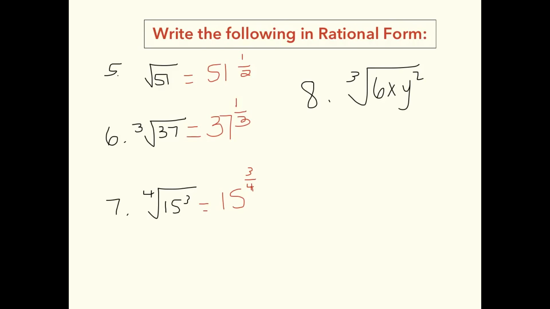And then the last one, we've got some variables in here, but we're still going to do it the same way. We're just going to take each one piece by piece. And we have 6 to the 1/3 power, x to the 1/3 power, and y to the 2/3 power. And remember that this nth root is the denominator in your exponent. And then whatever it's raised to in here, 6 to the 1, x to the 1, and y squared. That's how you get your answer. And it's okay to leave it just like this.